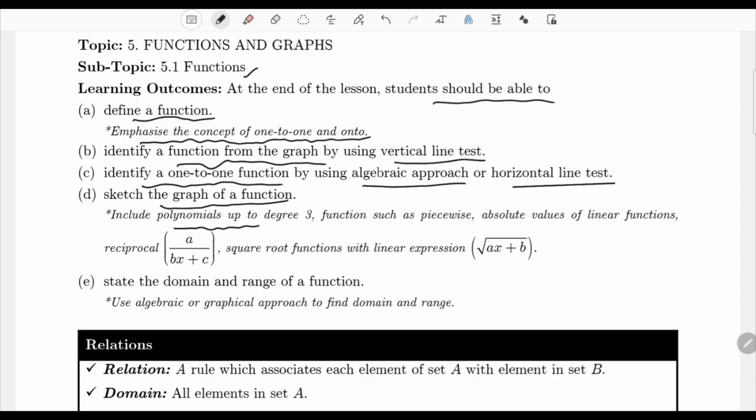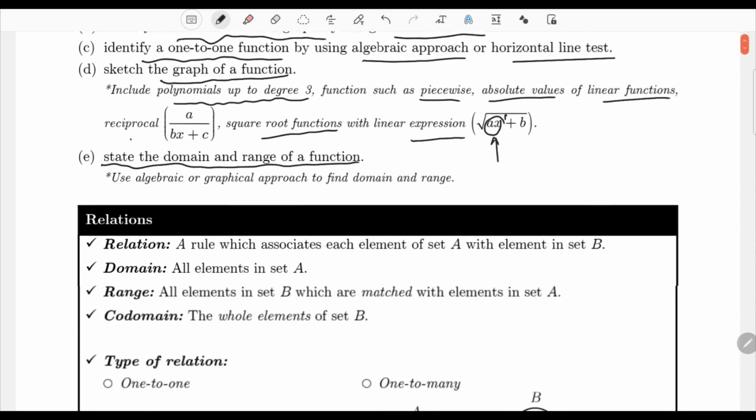That will be for polynomials up to degree 3, such as piecewise absolute values of linear functions, reciprocal functions, square root functions with linear expression. So inside the square root will be linear, meaning power of 1. And state the domain and range of a function.